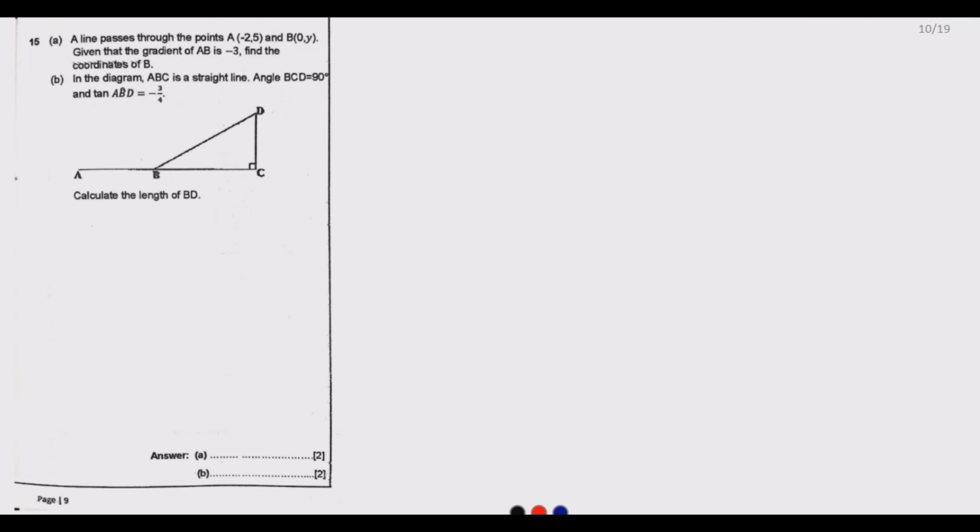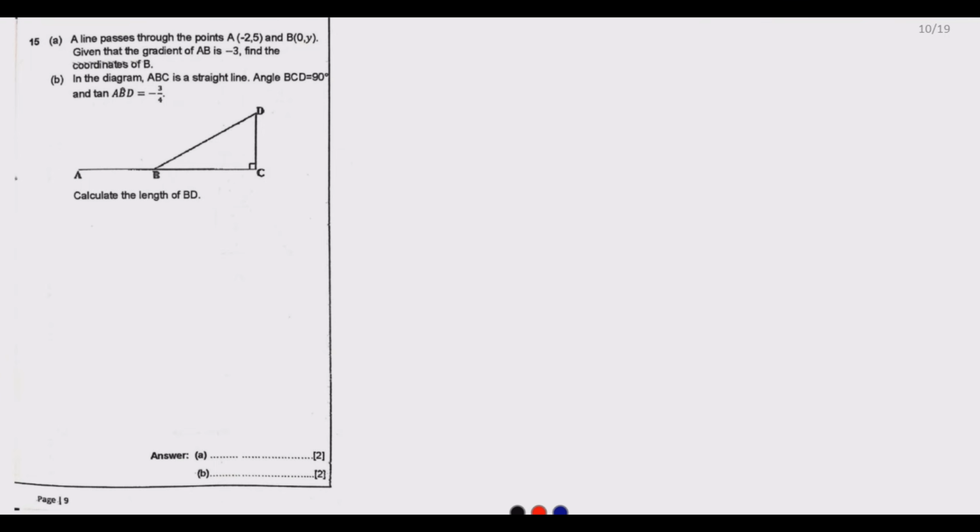So question 15 reads: a line passes through the points A(-2, 5) and B(0, y). Given that the gradient of AB is -3, find the coordinates of B. Find the coordinates of B.